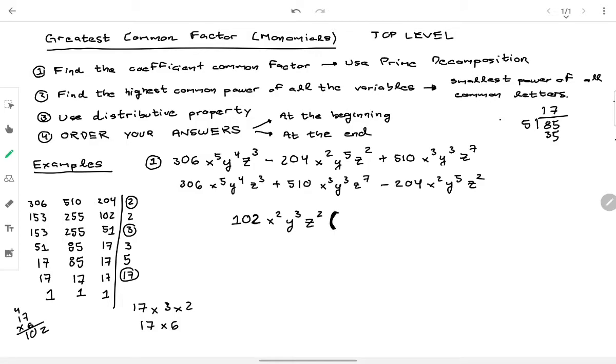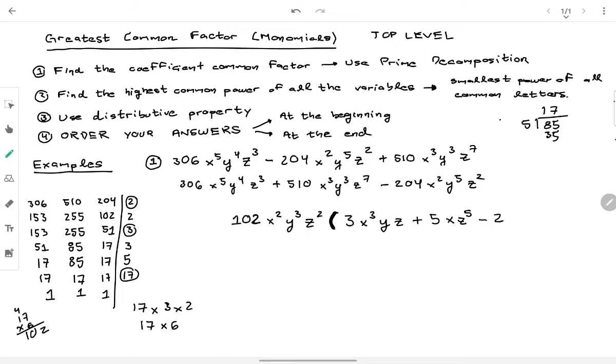Then I open the parentheses to use the distributive property. And it's going to be 102 multiplied by 3 is 306. x squared to be x to the 5, we need x cubed. y cubed to be y fourth, we need a y. c squared to become c cubed, we need a c. Then it will be plus 5. x squared to become x cubed, it's going to be x. y cubed to become y cubed, we don't need it. c squared to become c to the 7, we need c to the 5.